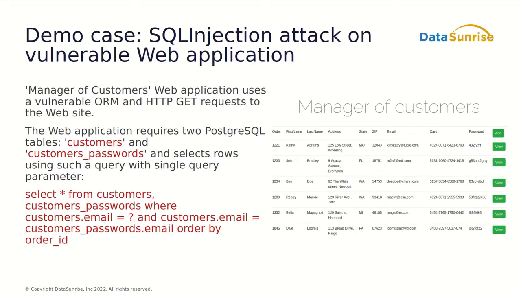In order to show you how the DataSunrise SQL injection detection and prevention mechanism can help you, I will use my demo web application. This application works through DataSunrise proxy hostname and port number, but this time I will not enable any security rule in my DataSunrise. My demo web application needs two PostgreSQL tables, and it runs typical queries as shown on this slide.